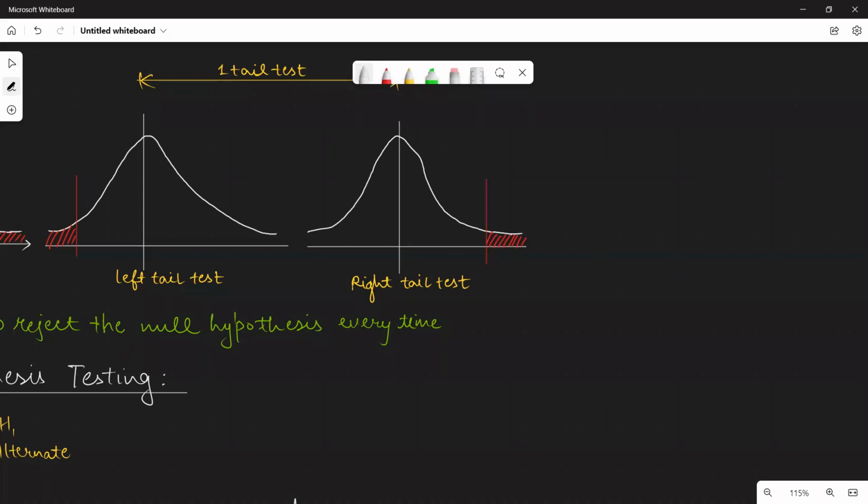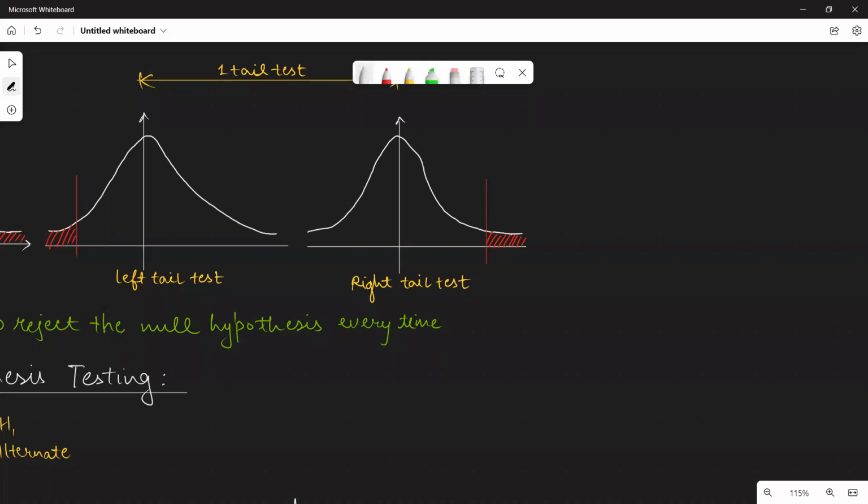That means if you are having a right-tail test and if the value of H naught lies in this region, then what will happen? We will be in a state to reject H naught. Similarly, if it is a left-tail test and the value of H naught lies in this region, then we will be in a state to reject H naught. Now a question arises.